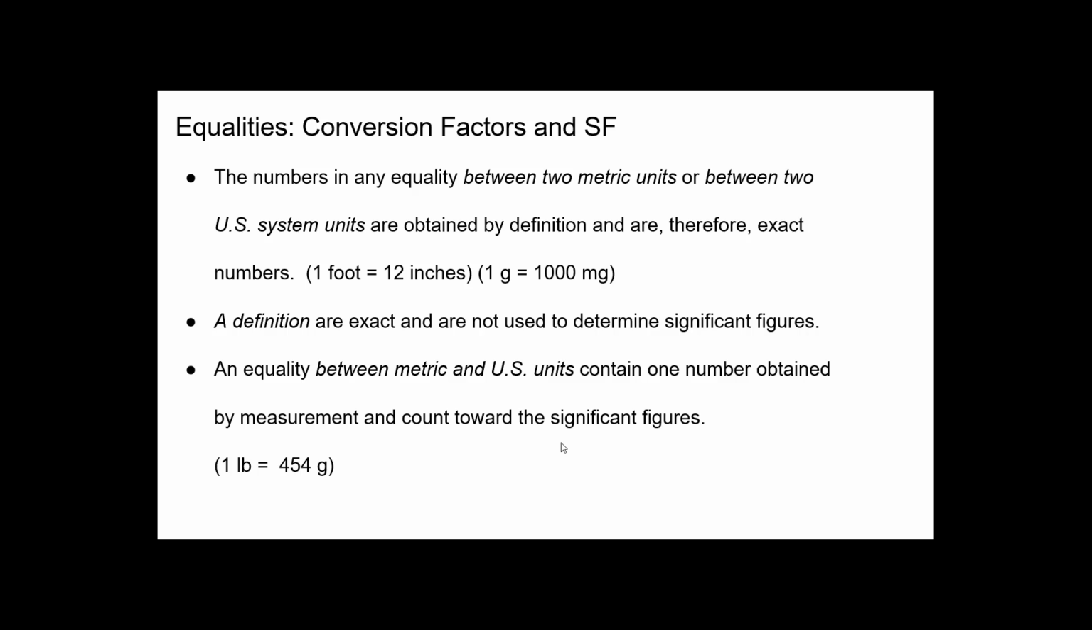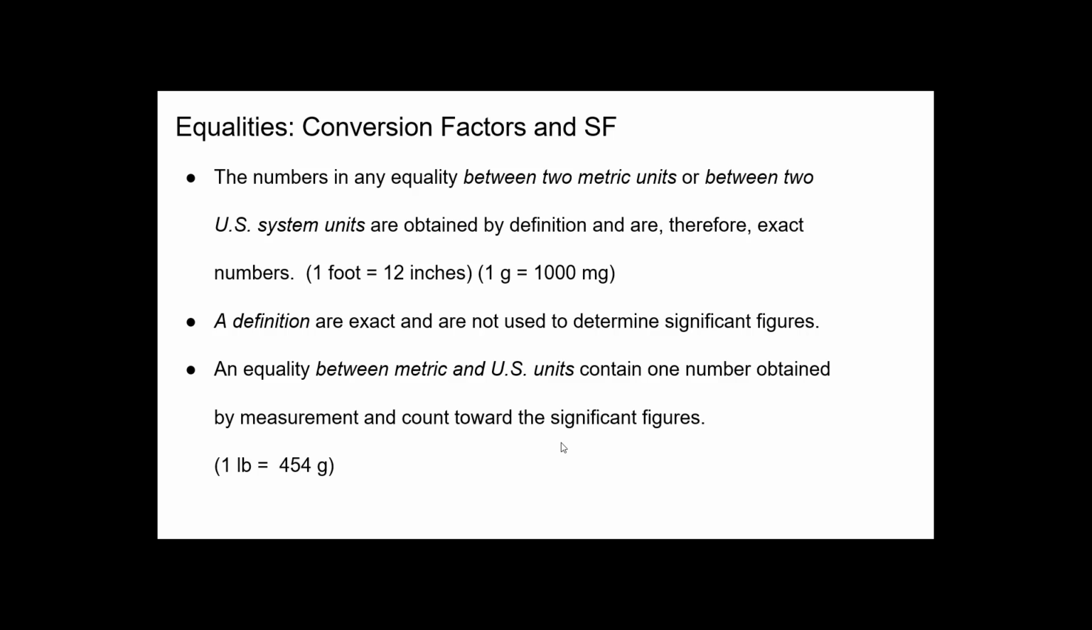Okay, so the numbers in any equality between two metric units or two US system units are defined as exact numbers. So if you're using conversion factors in the US system, then they are considered exact and you don't count them towards sig figs. Same for metric. If you're using unit conversions between metric, you do not count them for sig figs. But if you use a unit from the US system and one from metric, then you have to count them as sig figs. You don't count the one, you count the other numbers.